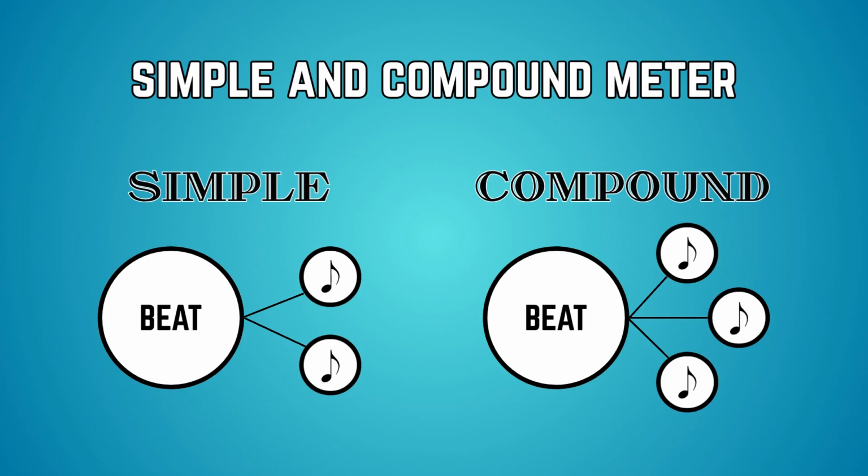Now that we understand how beats can be divided, we can examine two different ways that music organizes those beats. These are called simple meter and compound meter. In simple meter, each main beat divides naturally into two equal parts. In compound meter, each main beat divides naturally into three equal parts. The words simple and compound do not describe how easy or difficult the music is. They describe how each beat is divided.